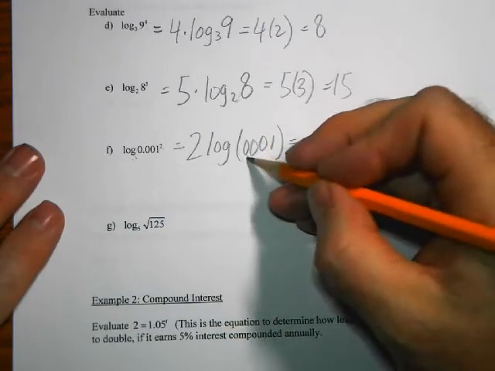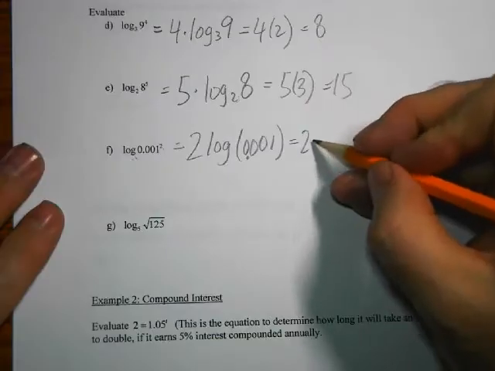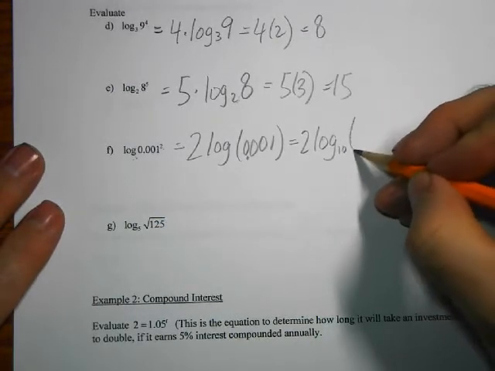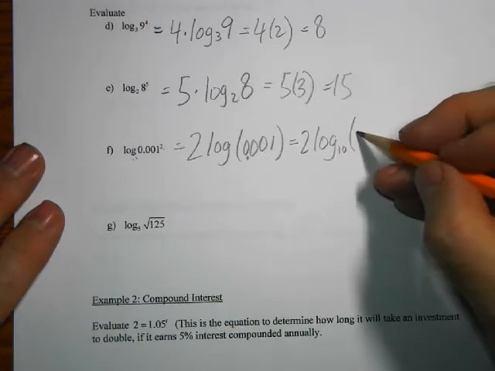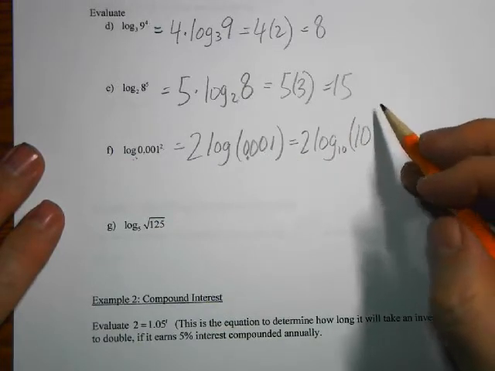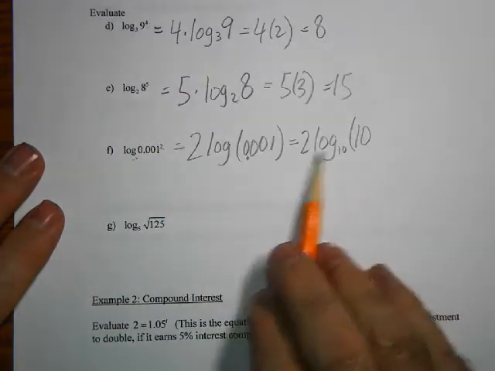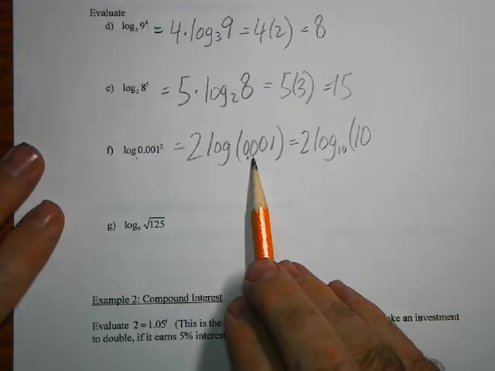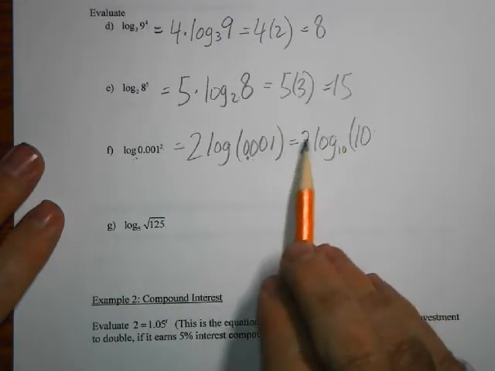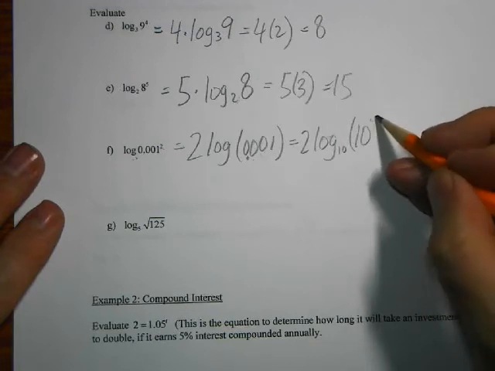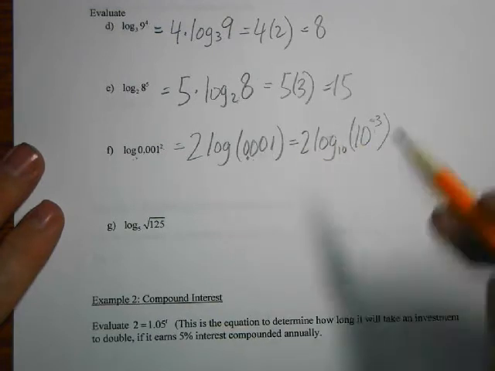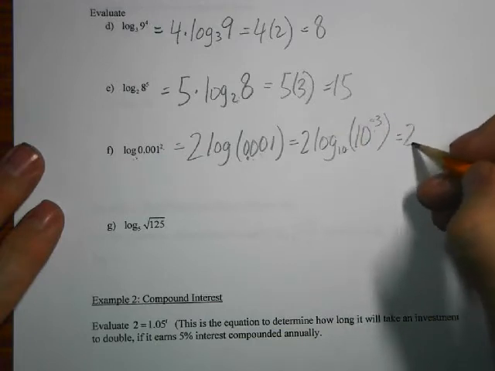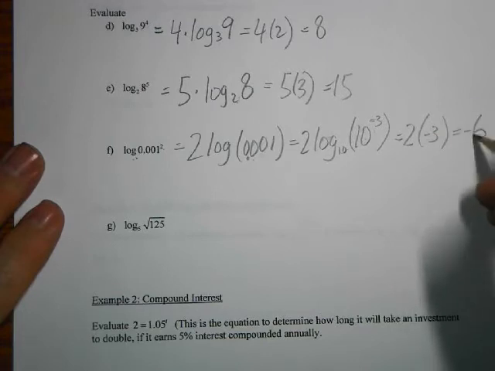Okay, now this one requires some thought. So 2 log. Now I'll put my 10 here because I want to rewrite that decimal as a power of 10. So if you think about it, 10 to the power 0 would be 1. 10 to the power negative 1 would be 0.1. And you can keep going. I'd have to go 10 to the negative 3 to get that number. Now that I've got the bases matched up, I know that this log is negative 3. So my final answer is negative 6.